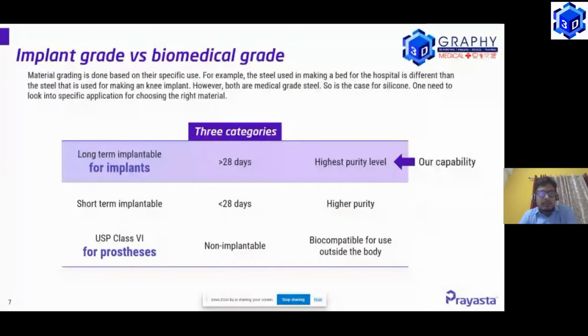The second category is a short-term implantable material, which is good for any implantation which is less than 28 days. And the final or the highest grade is the implant grade silicon, which is meant for long-term implantation, greater than 28 days. In fact, it can go as long as 10 to 15 years. So that is the absolutely highest grade silicon, and that is what we print at Prayasta. Though we can do other materials as well, our capability goes as high as the long-term implantable materials.